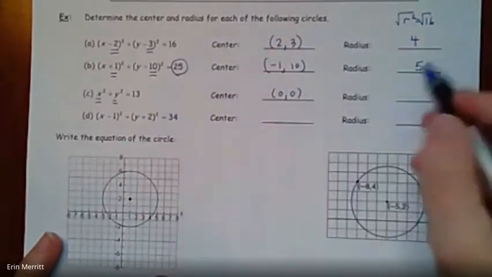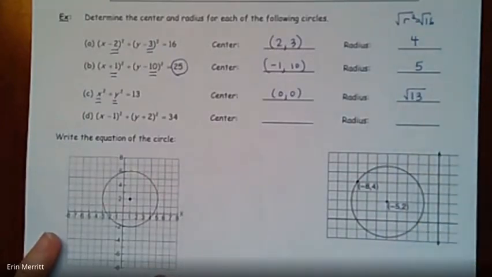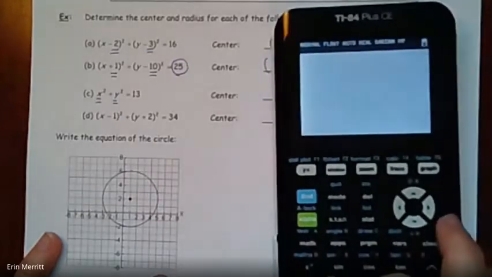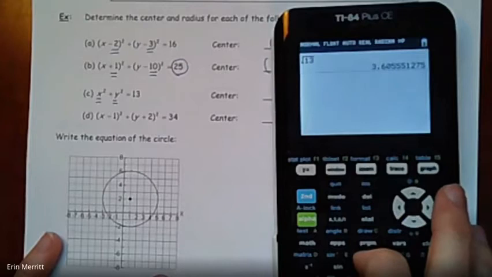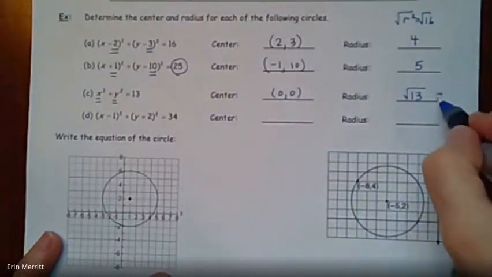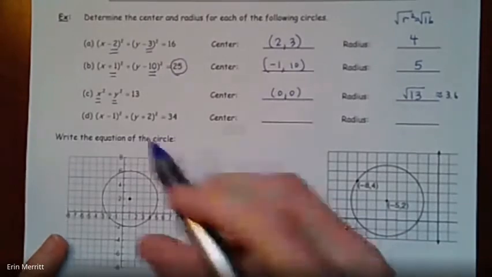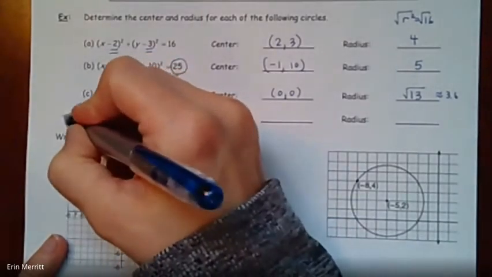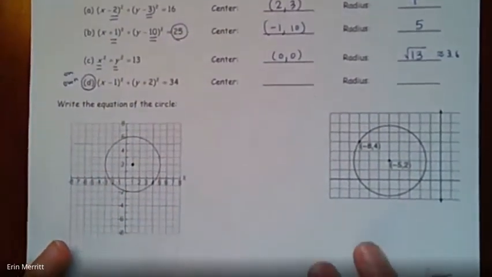And then as for the radius, if it's not a perfect square, you can leave it as radical 13. You can even approximate radical 13. If I grab my calculator and do the square root of 13, if I had to graph it, it's about 3.6, all right? But leave it exact. There's no reason to even change that. The last one, you can go ahead and do this one on your own, and then we can go over it in class.